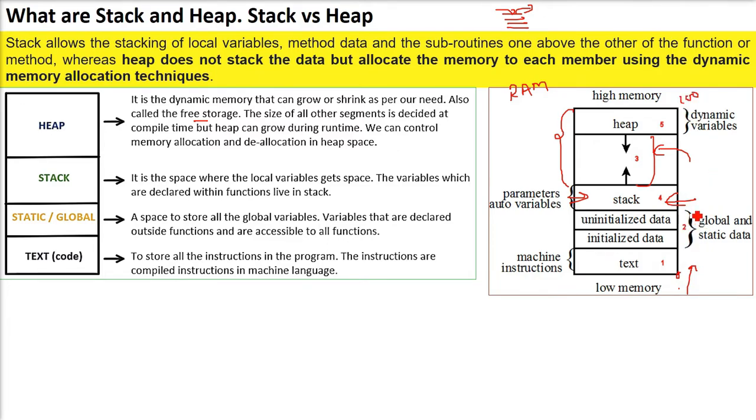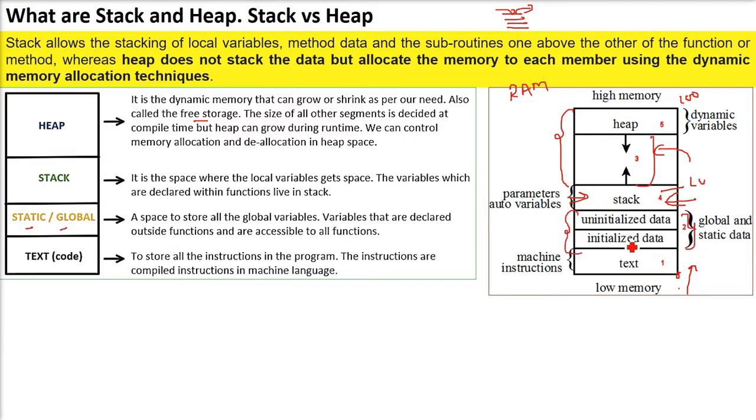Now coming to stack, it is the space where the local variables are placed. The variables which are declared within functions live in stack. If you have a function and inside that you have a variable, it will go in stack, which is the space where the local variables get space. So this is the stack. So first we have heap, then we have stack, then we have the place for static or global. So a space to store all the global variables.